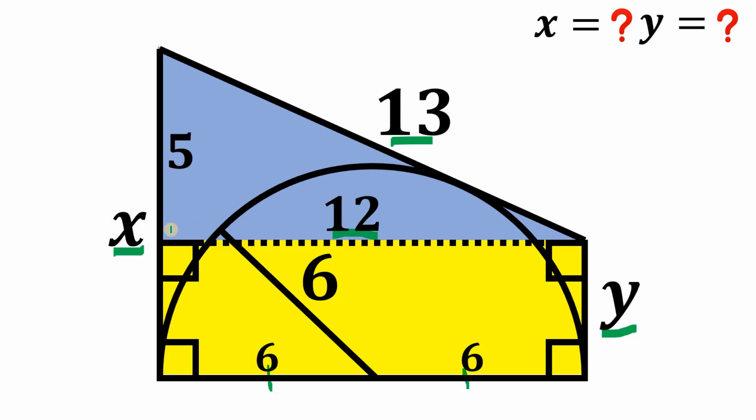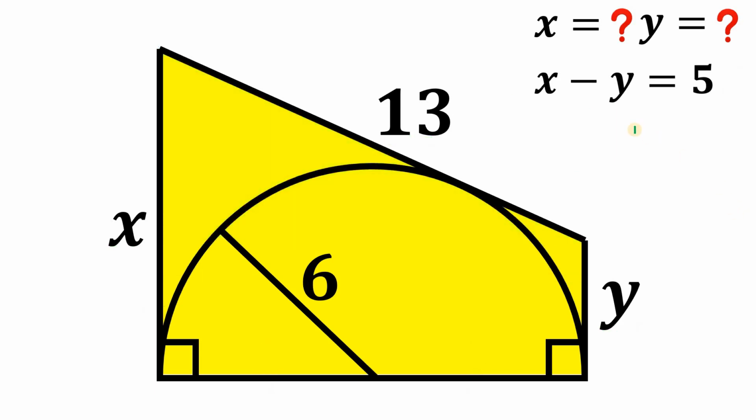And this tells us that when we have x, the total segment, minus the segment y, we have 5. So one equation is formed using this concept: x minus y equals 5. Alright, now going back to our figure, we have one equation involving x and y. Since we have two unknown variables, we need two equations.